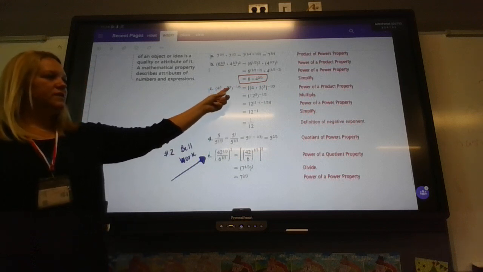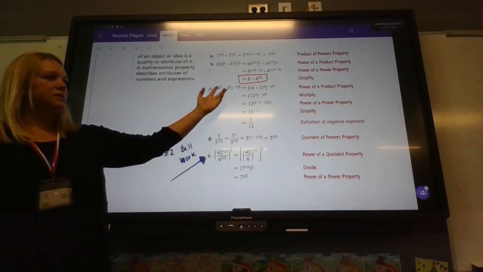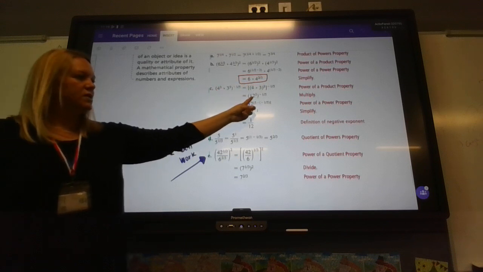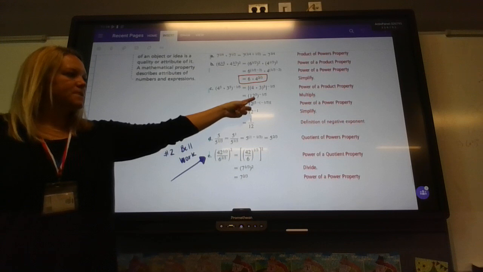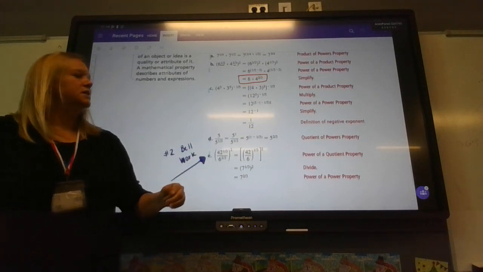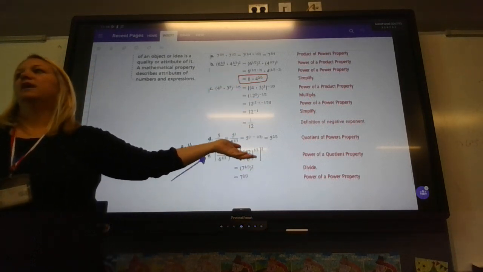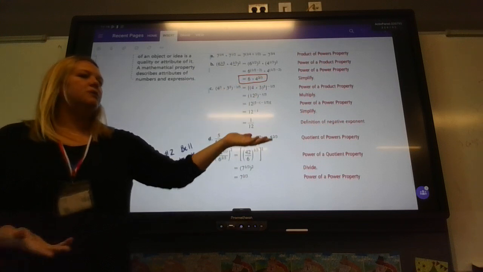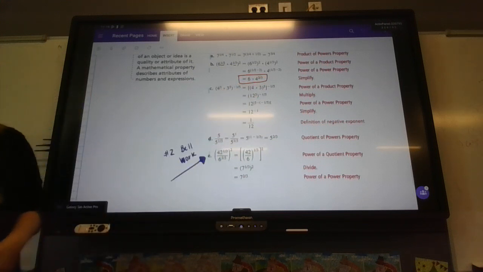It's 4 to the 5th times 3 to the 5th. Instead of making these really big numbers, take the 5 outside the parentheses and just do 4 times 3. And then multiply the exponents. This is the one where students would say, how is that problem done? There's still multiplication in it. How come we don't multiply?